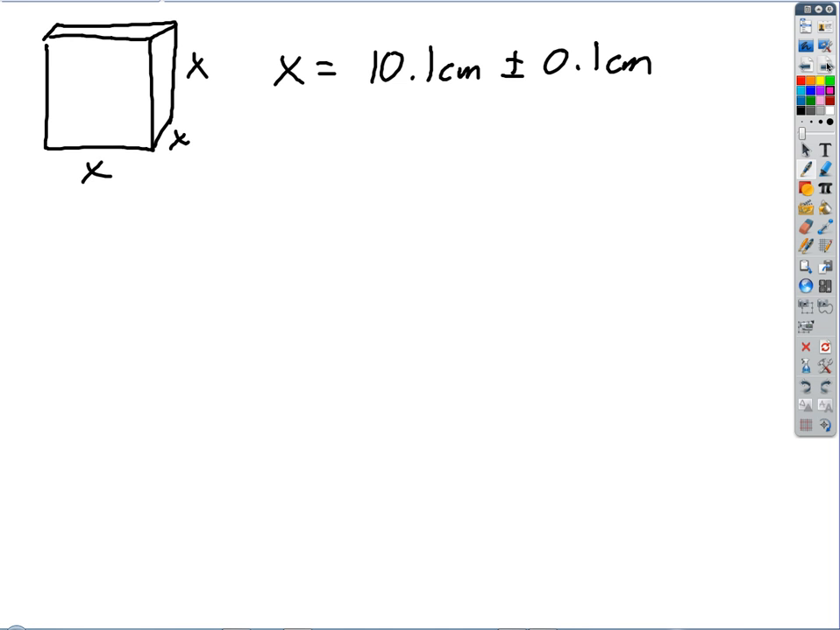I want you to try this guy. Let's calculate if we're measuring. We've got this cube, and we've measured the side length of the cube to be 10.1 centimeters, plus or minus 0.1 centimeters. Tell me what the relative error is in that propagated error is in that calculation of, say, of volume.